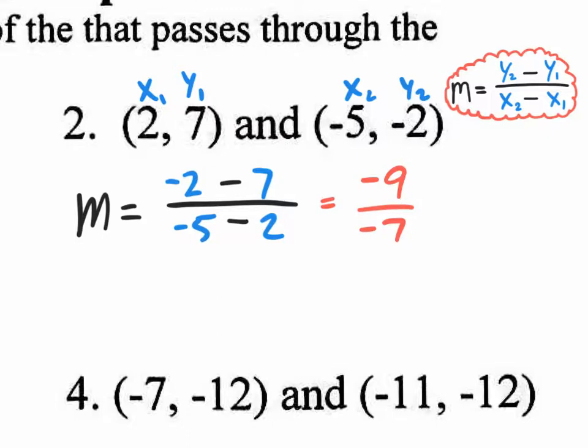But we do know, Sergio, that a negative divided by a negative is a what? Positive. All right, so plus. So your answer is positive 9 over 7. That's your slope. That's pretty steep. You rise 9 and run 7. Well, it's not that steep, but it is a rise 9, run 7 slope.